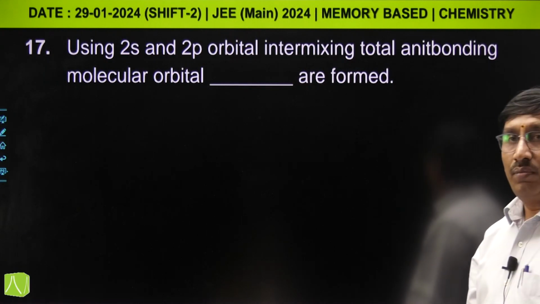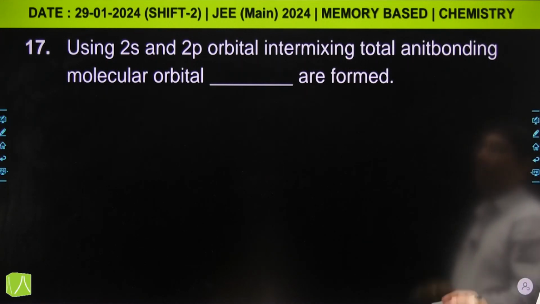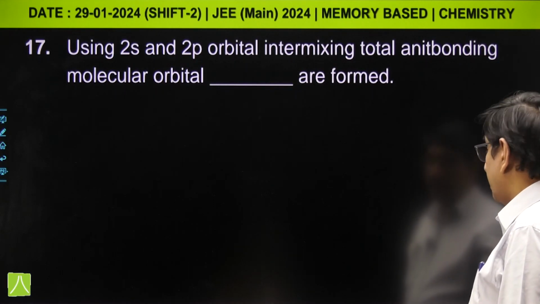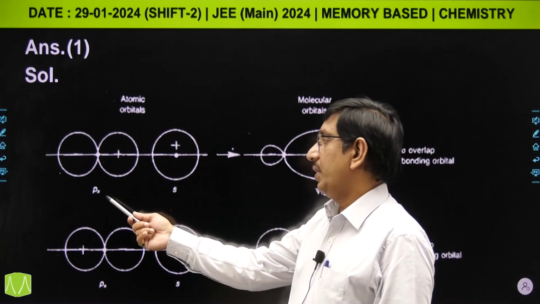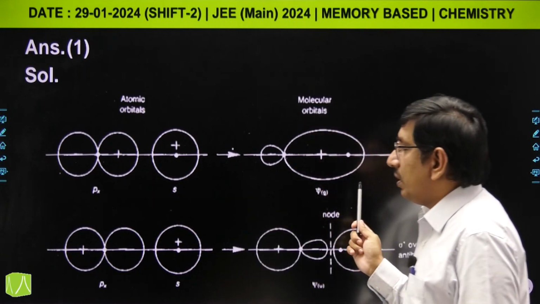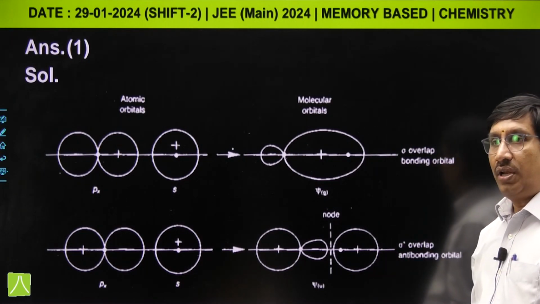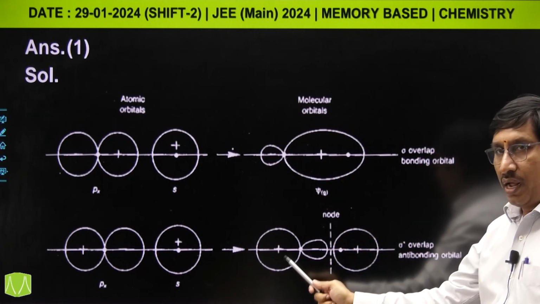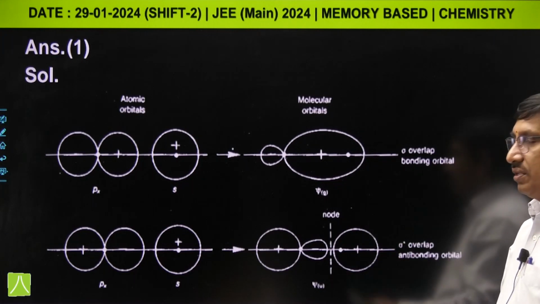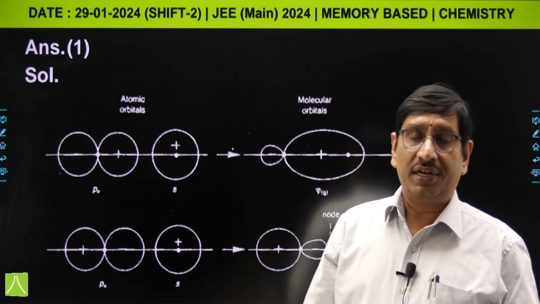Next, this is from chemical bonding, molecular orbital theory. Using 2s and 2p orbital intermixing, total number of anti-bonding molecular orbitals formed. So, how many anti-bonding molecular orbitals will form? The px orbital and s orbital, from these two intermixing, one bonding molecular orbital and one anti-bonding molecular orbital will form. So you are asked how many anti-bonding molecular orbitals will form, so answer is 1. One is bonding molecular orbital, one is anti-bonding molecular orbital. Okay students, this is today's second shift paper.